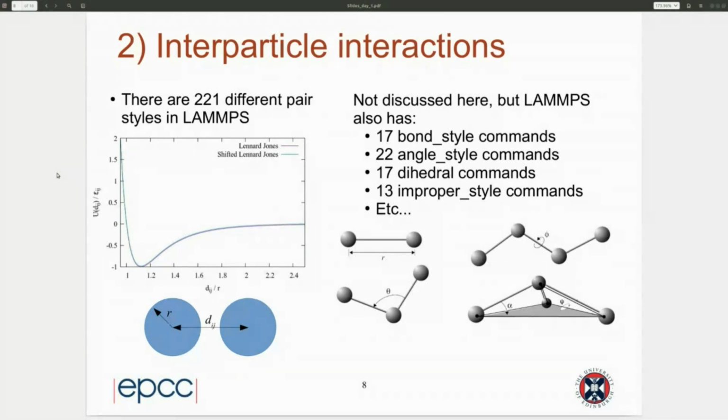There's also dihedral commands. If you're starting to get chains of particles, that middle bond has a torsion to it. How hard is it to twist that? For that, you would use one of the dihedral commands if you want to consider those. And then there's also the improper styles, which are more to do with planar twists and things like that. I've honestly never had to use them, though I know a couple of people who have.